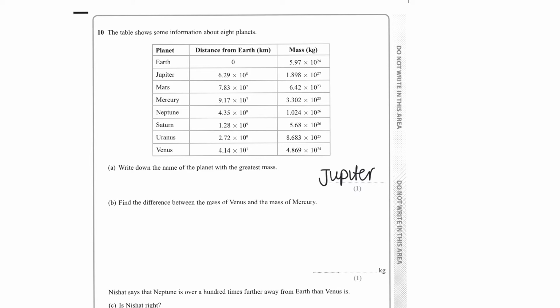And then part B says find the difference between the mass of Venus and the mass of Mercury. So Venus mass is here, Mercury mass is here. So that would be 4.869 times 10 to the 24 minus 3.302 times 10 to the 23.